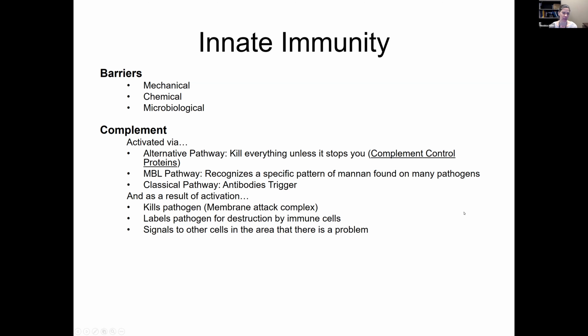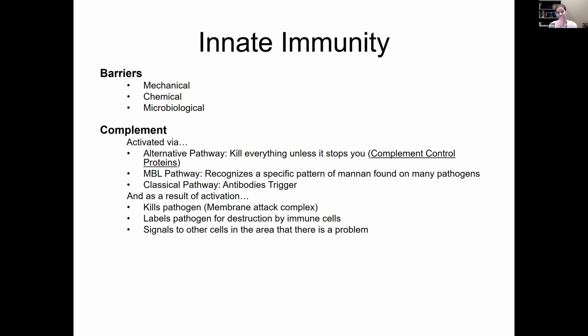Got a rule of threes here. We've got barriers, complement, we're about to do cells. For barriers, we have three of those: mechanical, chemical, microbiological. For complement, we get 2 threes, how they're activated: the alternative pathway, the MBL pathway, and, always want to think baseball, I guess, the classical pathway.